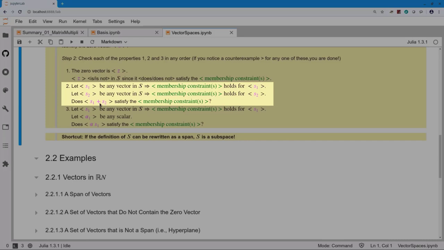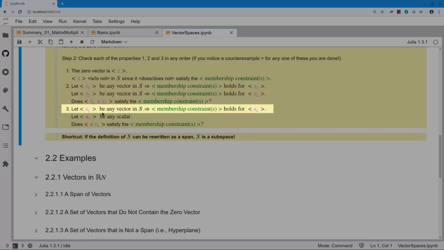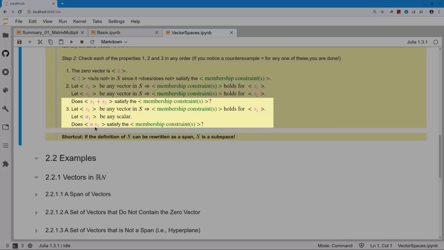So you compute S1 plus S2, and you substitute it in the membership constraint to check whether or not it holds. For scalar multiplication, the pattern is the same. Let S1 be any vector in S, and therefore this condition holds. Let alpha be any scalar. Does alpha times S satisfy that membership constraint?